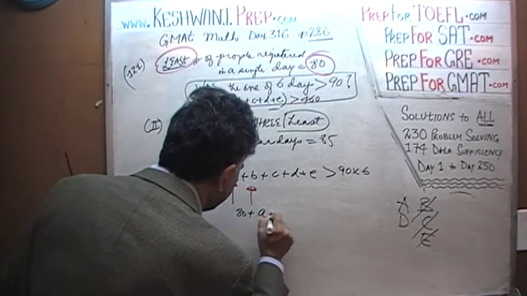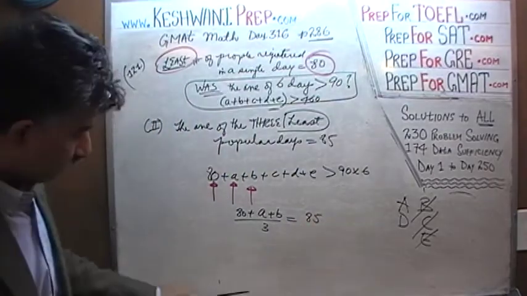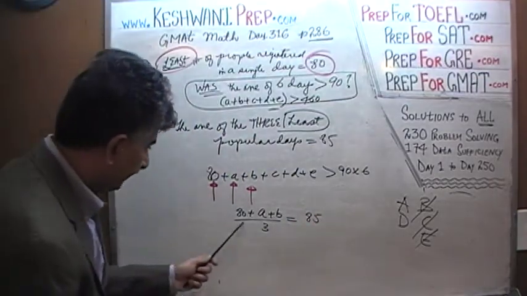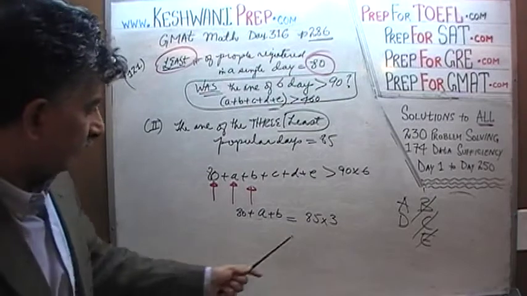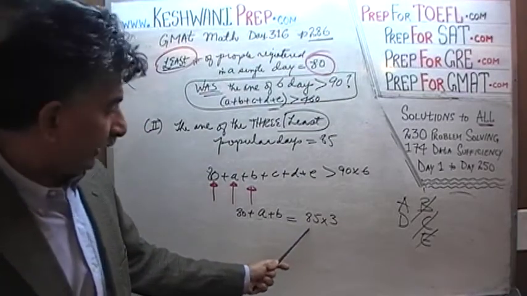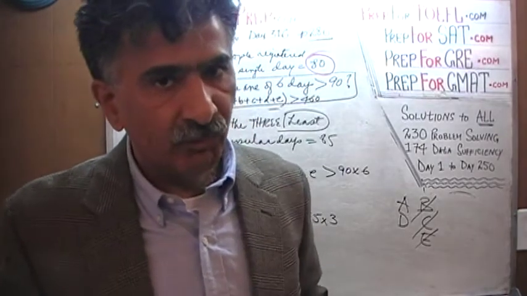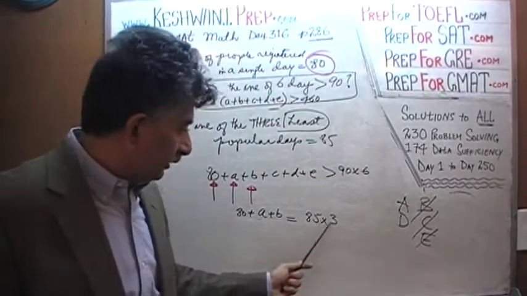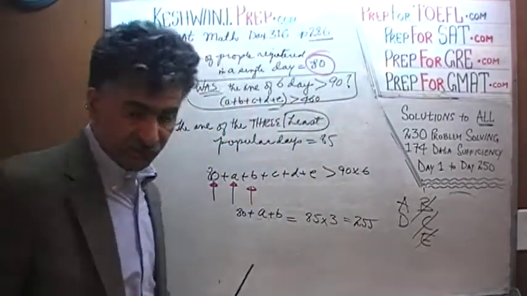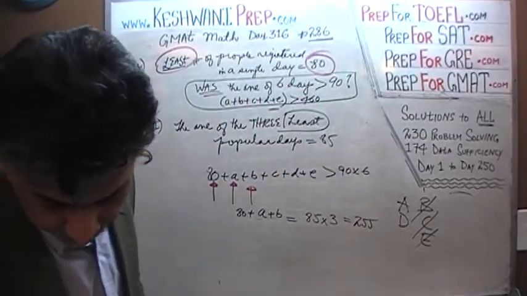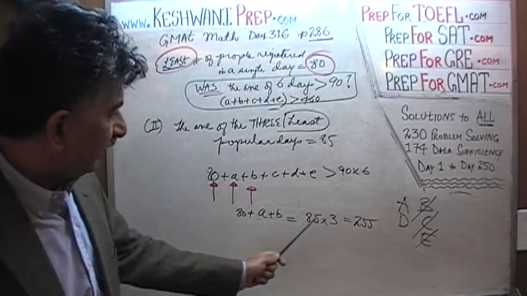80 plus A plus B divided by 3 has to equal 85. Which in turn is the same as saying that 80 plus A plus B has to equal 85 times 3. We know 80 times 3 is 240, and 5 threes would be 15, so 255. I hope I did not make a mistake, because I get paranoid when I get too cocky. 255. So that's the sum of these three quantities. 80 plus A plus B has to be 255.